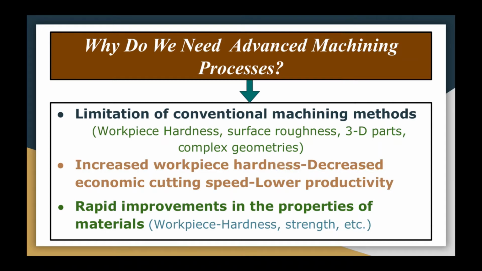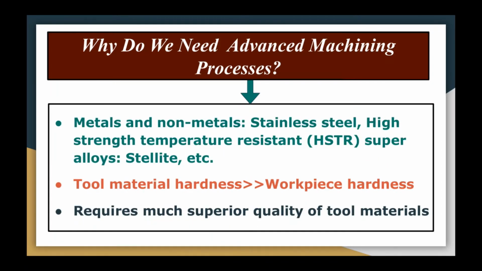And as we have already seen, there are rapid improvements in the properties of the work materials which are used as workpiece material. Now, next point, metals and non-metals are used as workpiece materials, just like stainless steel, high strength, temperature resistant super alloys. Okay, so now the question arises, how can we machine them?